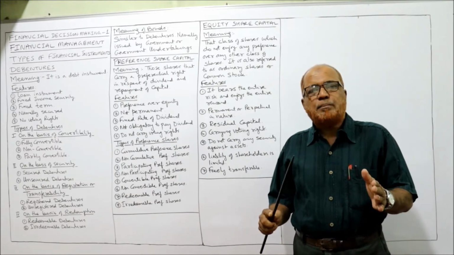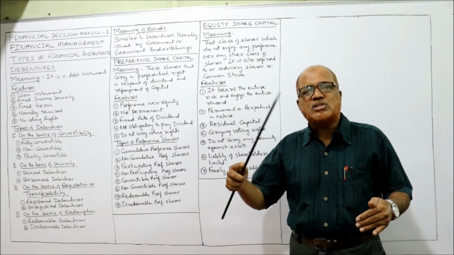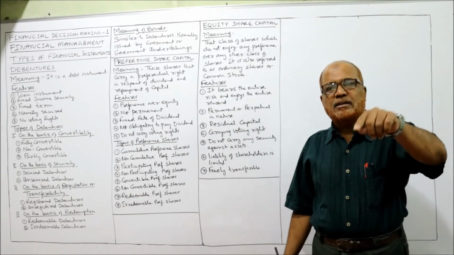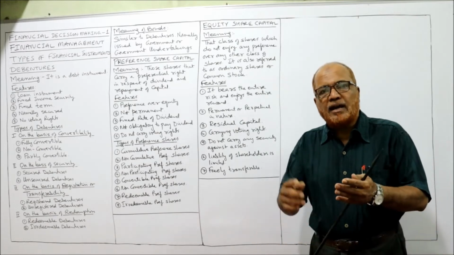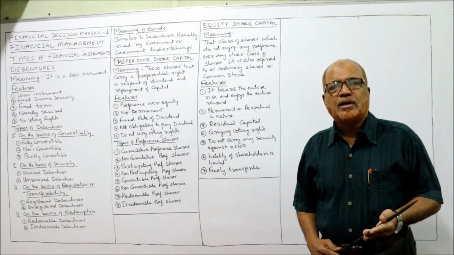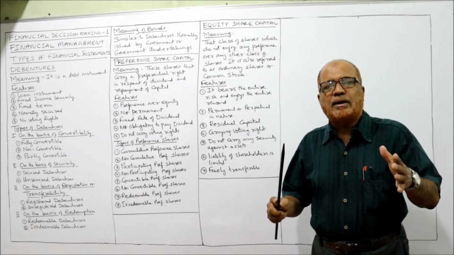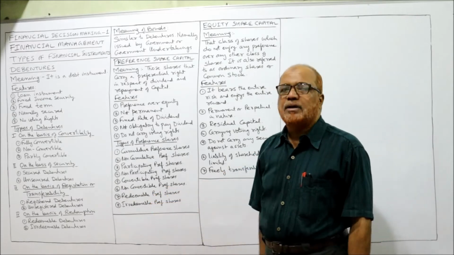So whenever a person purchases a registered debenture, he has to make a transfer deed. He has to submit this transfer deed to the company. The company will write the name of that new debenture holder in the debenture register. So the data of all debenture holders will be maintained by the company. That is called a registered debenture.